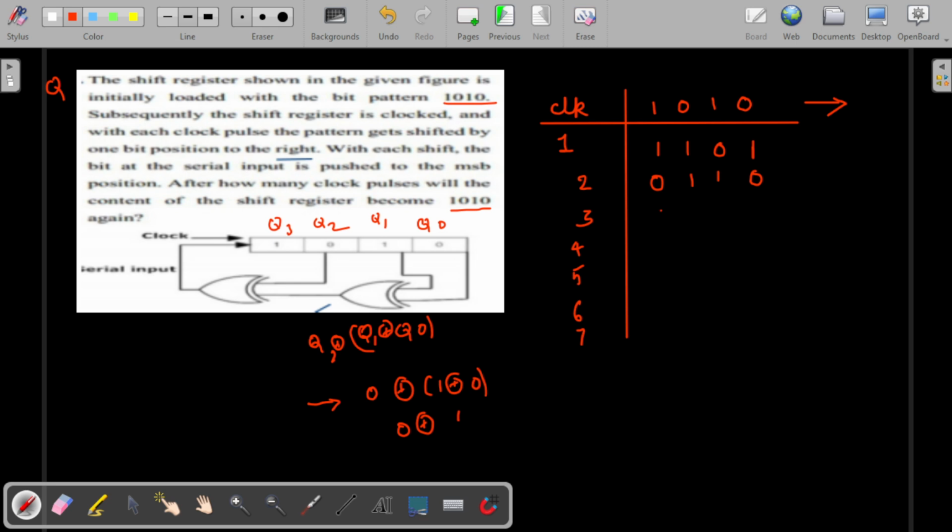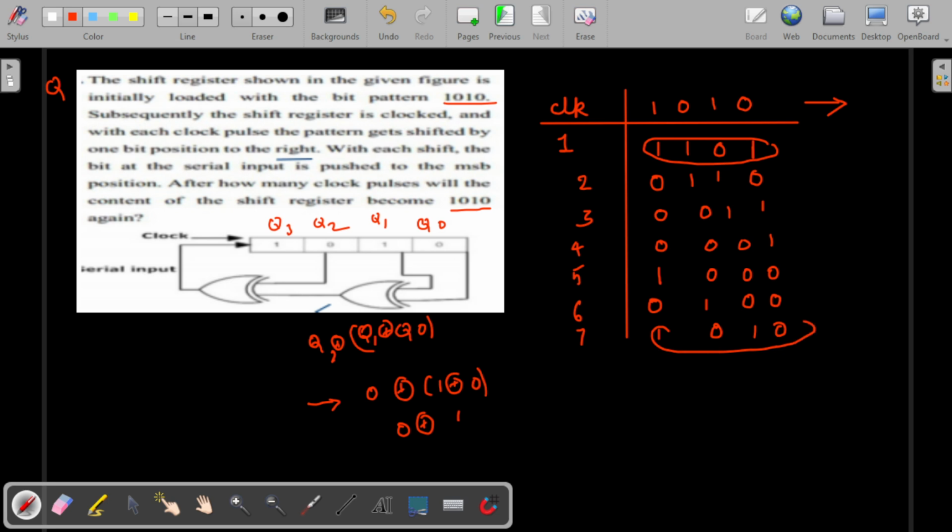After the third clock pulse, 0, 0, 1, 1. The fourth one will be 0, 0, 1. Fifth clock pulse: 1 XOR 0 is 1, and this is XORed with 0, that will be 1. So 0, 0, 0, everything is 0, so XOR will also be 0. Then 1, 0, 0. So 0 XORed with 1 is 1, so 1, 0, 1, 0. Here you see the initial condition has been attained. Sorry, I mistakenly pointed to another one; this is not our condition.